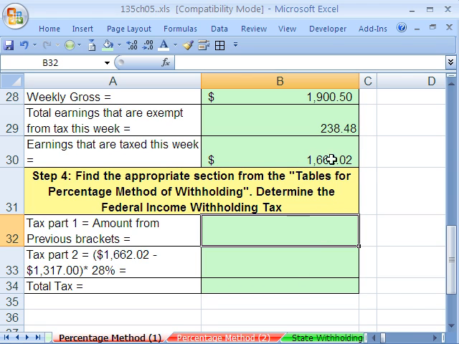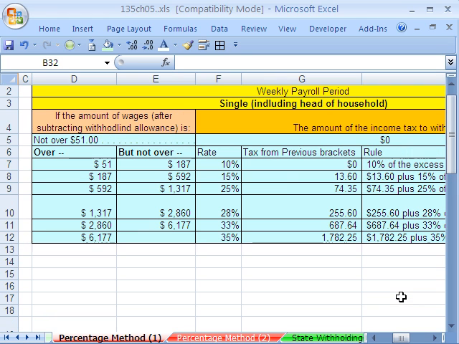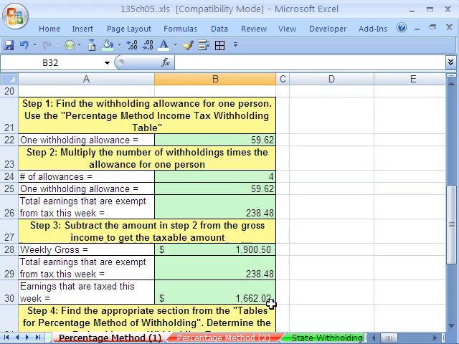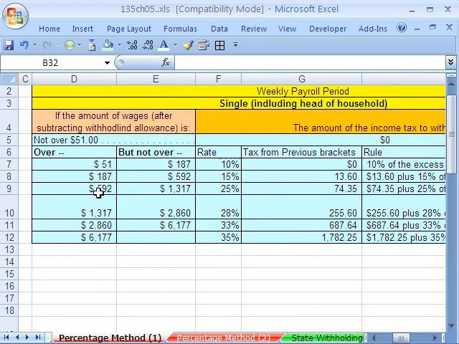So we have to take this, come up to this table. And they did this funny thing here, over but not. So we have a $1,662.02. So somewhere it's between these two right here. Remember, it's got to be over this. If it's exactly on that, it sits on this line. So over this, but not over this. It sits right in between.